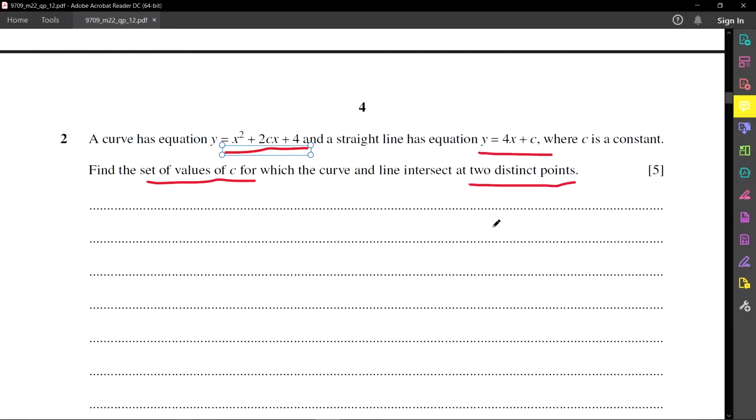So this concept corresponds to which topic? This is the intersection of a line and a curve, but with the application of the discriminant. The discriminant is involved here because it's asking for two distinct points. So it is nothing but the intersection of a line and a curve. So what is the case of the discriminant here? When the line intersects the curve at two distinct points, the discriminant is positive, greater than 0. When the line is a tangent, the discriminant equals 0.